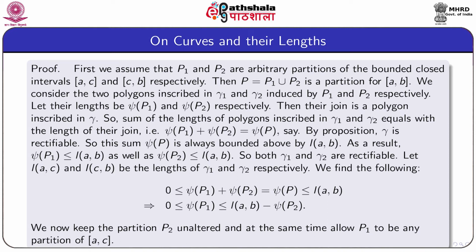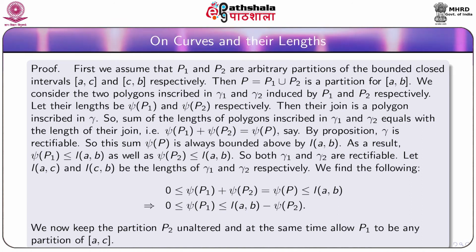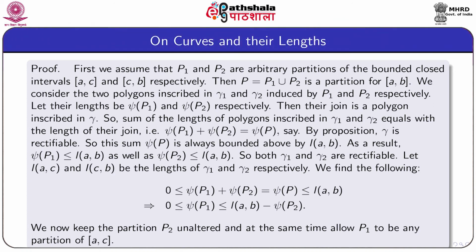Now, by the proposition, gamma is rectifiable. So, this sum psi P is always bounded above by L_AB. As a result, psi P1 must be less or equal to L_AB as well as psi P2 less or equal to L_AB. As psi P1 and psi P2 are bounded above, the curves gamma 1 and gamma 2 are rectifiable. Let L_AC and L_CB be the lengths of the curves gamma 1 and gamma 2 respectively. Now we find that 0 less or equal to psi P1 plus psi P2, which equals psi P, but less or equal to L_AB. This implies that 0 less or equal to psi P1, which is less or equal to L_AB minus psi P2.